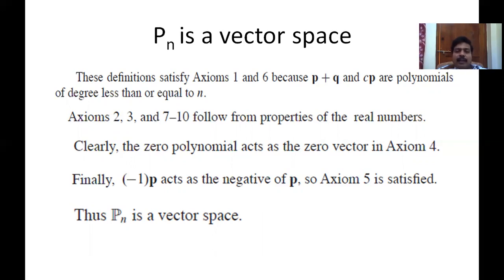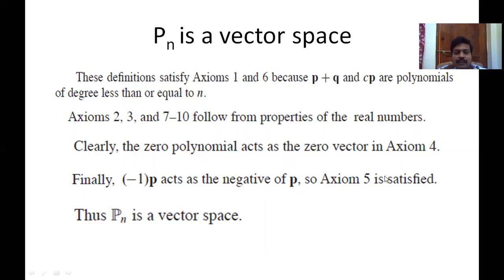Finally, -1 times p. That means you are changing the sign of each coefficient. You are multiplying with -1 throughout the polynomial. So -1 p acts as the negative of p. If you add p and -1 times p, all the terms will be cancelled, and finally you will get a 0. So 0 is the zero polynomial here.